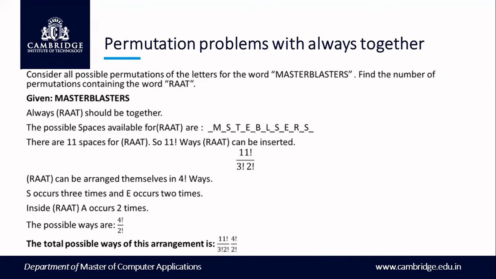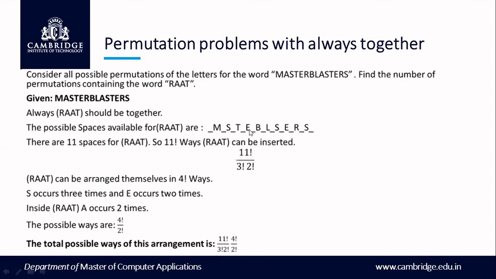Now consider the example. Consider all possible permutations of the letters for the word master blasters. Find the number of permutations containing the word RAAT. So the given input is master blasters. Always the RAAT should be together. The possible spaces available for RAAT are, so the remaining alphabets we will fill it here.